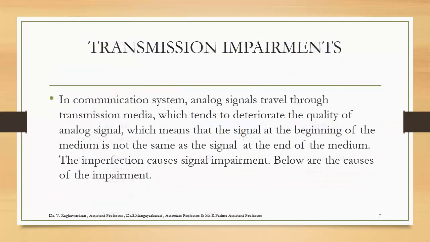Next one, transmission impairments. What is meant by transmission impairments? In a communication system, analog signals travel through various transmission media, which tends to deteriorate the quality of the signals. This means the signal at the beginning of the medium is not the same as the signal at the end of the medium. That means when information is transmitted from the source side, the signal value may not be the same at the receiver side. Imperfections cause this signal impairment.